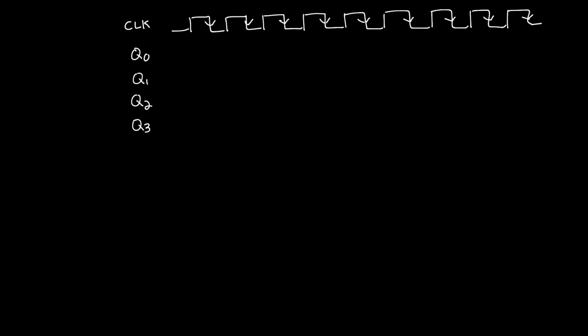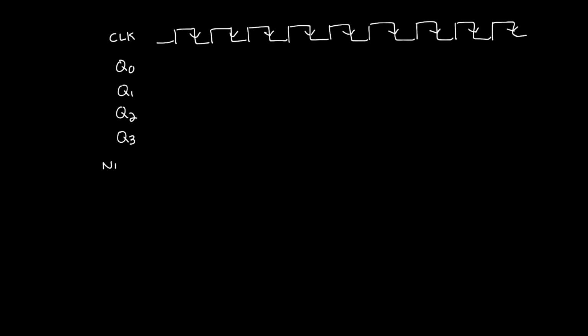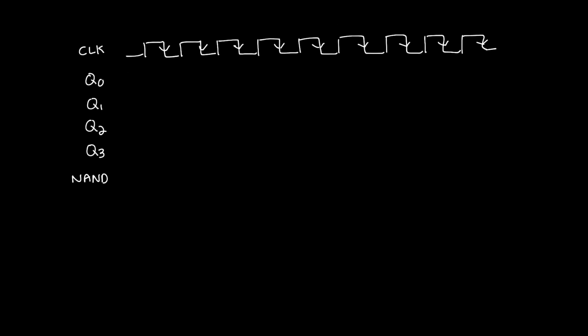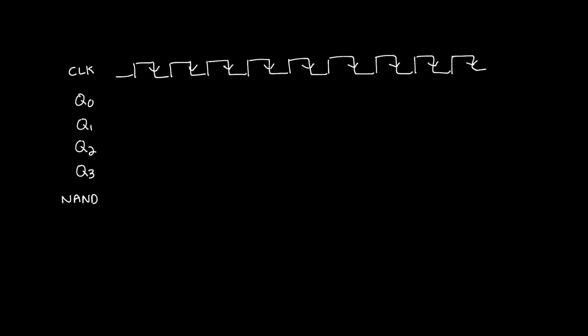And furthermore, I know that because I have negative edge triggered flip-flops, exciting things happen here in the negative edge. So I'm going to make my little arrows on the negative edge of the clock. All right, Q0, Q1, Q2, and Q3. And do you know what else I'm going to show? We're going to show the output of the NAND gate, which is going to be high until Q3 and Q0 are both high. So what's going to happen here?